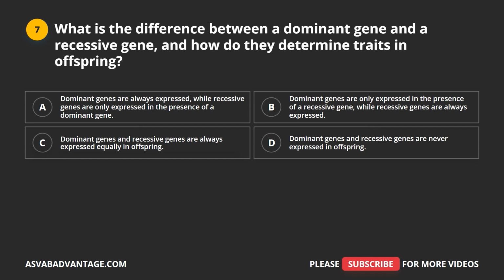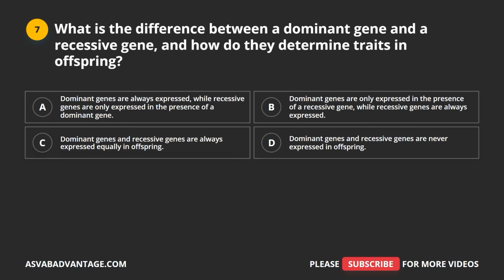Question 7. What is the difference between a dominant gene and a recessive gene, and how do they determine traits in offspring? A. Dominant genes are always expressed, while recessive genes are only expressed in the presence of a dominant gene. B. Dominant genes are only expressed in the presence of a recessive gene, while recessive genes are always expressed. C. Dominant genes and recessive genes are always expressed equally in offspring. D. Dominant genes and recessive genes are never expressed in offspring.